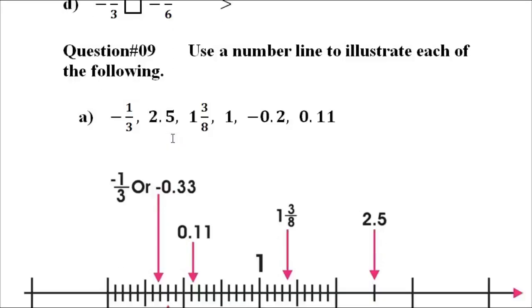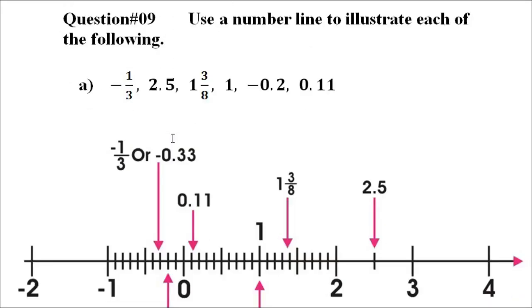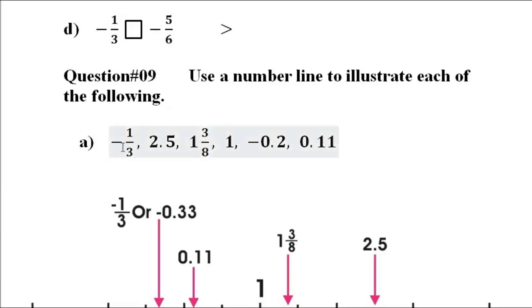Now moving on to question number 9. The statement is as follows. Use a number line to illustrate each of the following numbers. The first part is negative 1 over 3, 2.5, 1 whole 3 over 8, 1, negative 0.2, and 0.11. The smallest number is negative 1 over 3, while the largest number is 2.5.